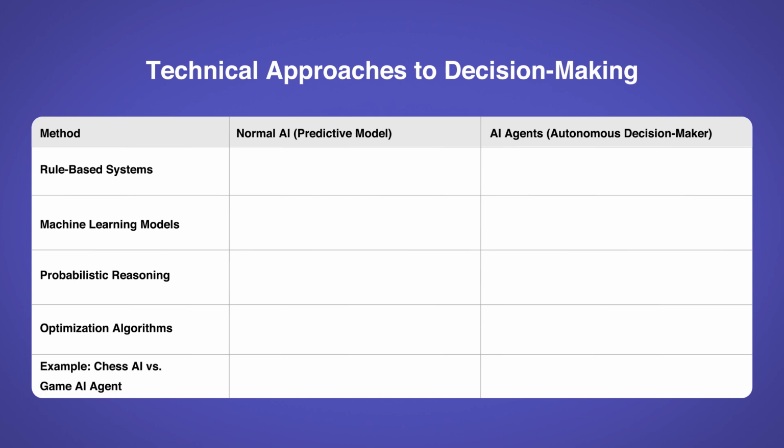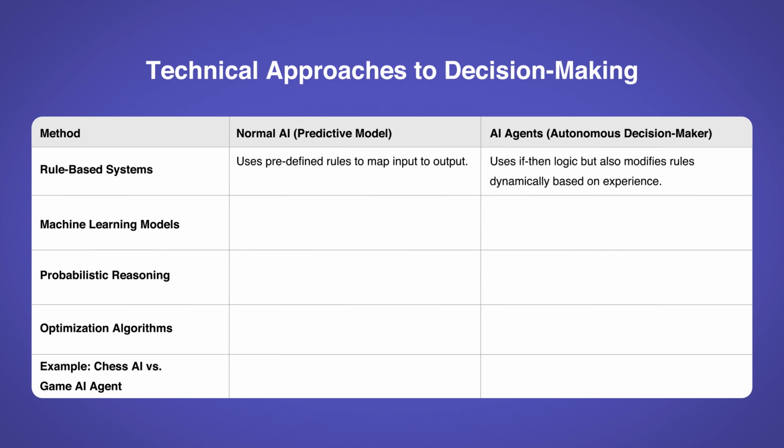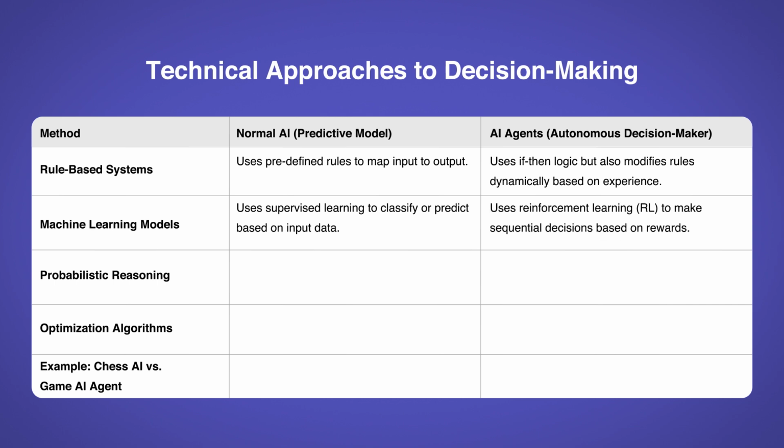So with rule-based systems, a normal AI uses predefined rules to map input to output, while AI agents use if-then logic, but also modify rules dynamically based on the experience with the user. Now with machine learning models, normal AI uses supervised learning to classify and predict based on input data, whereas an AI agent uses reinforcement learning to make sequential decisions based on rewards.